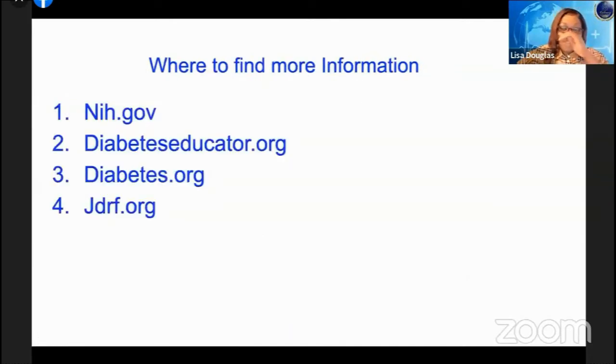Where can you find information? Should you need any information on diabetes, you can go to NIH.gov. You can go to diabeteseducator.org. You can also go to diabetes.org or jdrf.org.